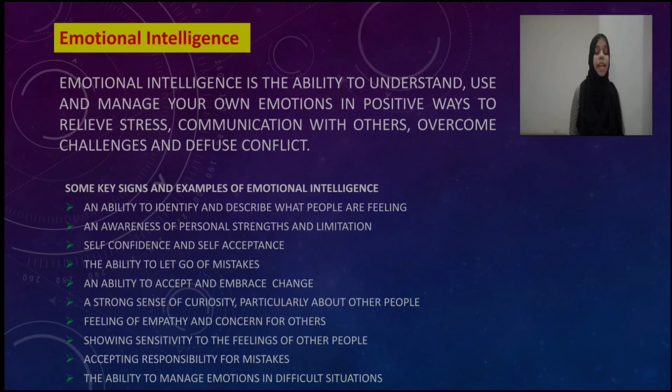Some key signs and examples of emotional intelligence: an ability to identify and describe what people are feeling, an awareness of personal strengths and limitations, self-confidence and self-acceptance, the ability to let go of mistakes, an ability to accept change, a strong sense of curiosity about other people, feelings of empathy and concern for others, showing sensitivity to the feelings of other people, acceptance, responsibility for mistakes, the ability to manage emotions in difficult situations.